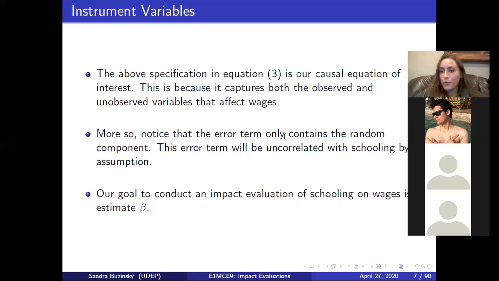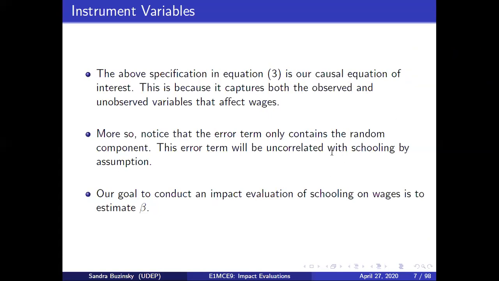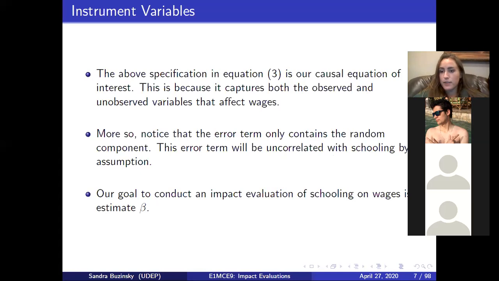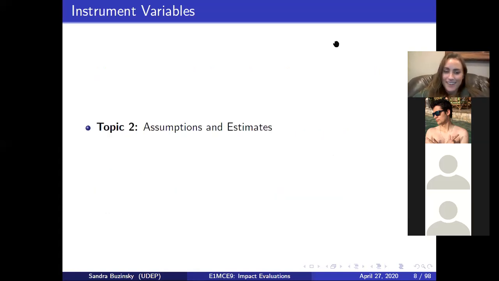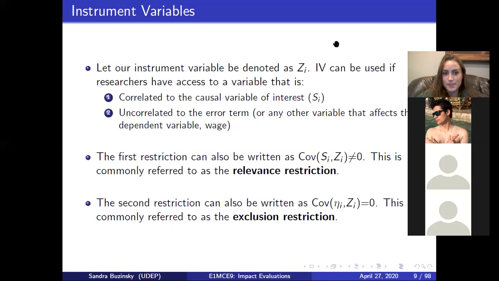So, our ultimate goal is to conduct an impact evaluation of schooling on wages, to estimate beta. Beta is the effect of schooling on wages, which is causal because it is in the absence of any omitted variable bias. So that's our goal, obviously causality. When is our goal not causality? Never.